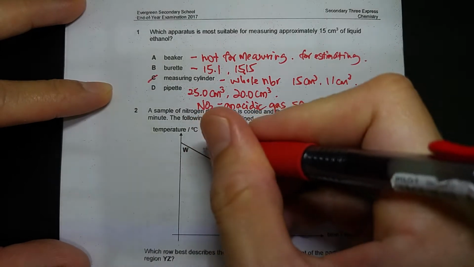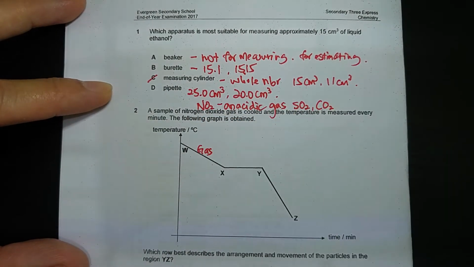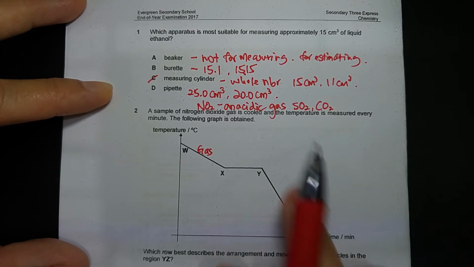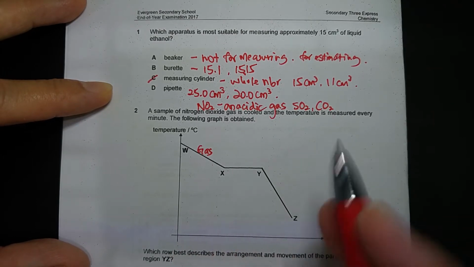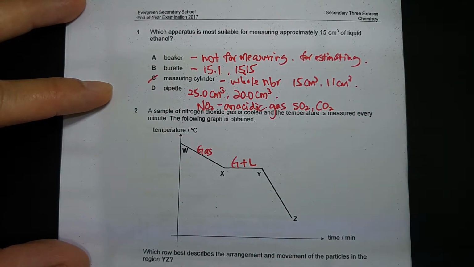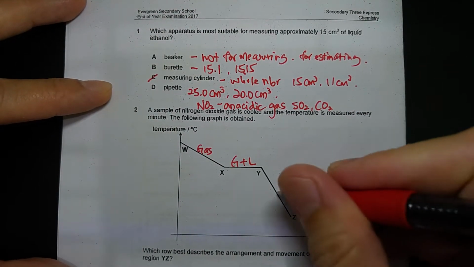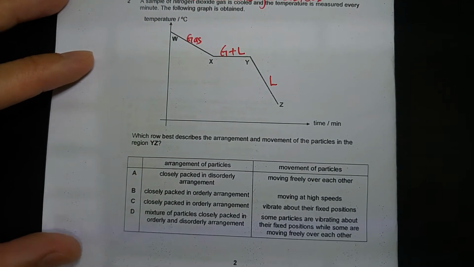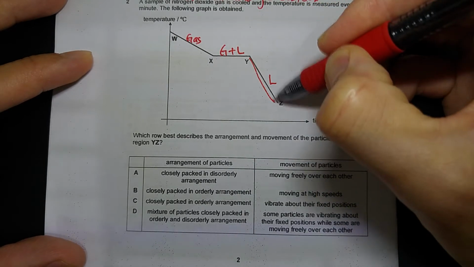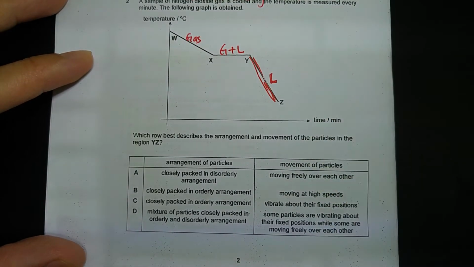So this one must be the gas state. This horizontal part would be when the state change occurs, so this one would be gas and liquid. As you cool the gas, it will become liquid, and then this one would be liquid. Which row best describes the arrangement and movement of the particles in the region YZ? Basically this region, liquid.